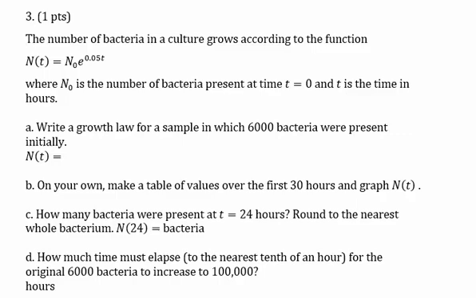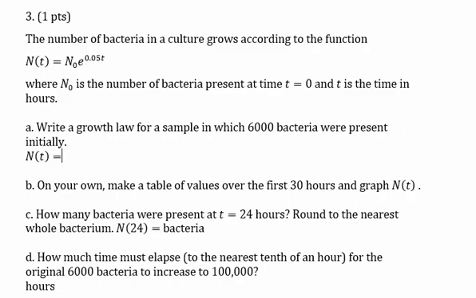Hey, this is section 5.3, number 3. It says the number of bacteria in a culture grows according to the formula n of t is equal to n naught times e to the 0.05 t, where n naught is the number of bacteria present at time t equals 0, and t is the time in hours. So we're going to write a growth law for the sample in which 6,000 bacteria were present initially.